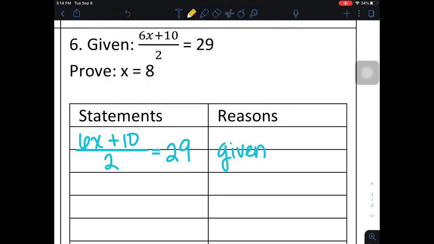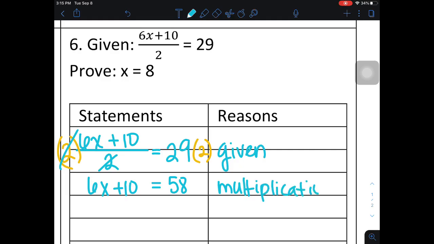All right, so now here's the magic trick for getting rid of fractions. You need to multiply by the denominator on both sides. The denominator is 2, so I'm going to multiply both sides of this equation by 2. So what that does is it cancels out the denominator. So now I just have 6x plus 10, and then 29 times 2 is 58. So how did I get here? Well, I multiplied both sides by 2. That's the multiplication property of equality.